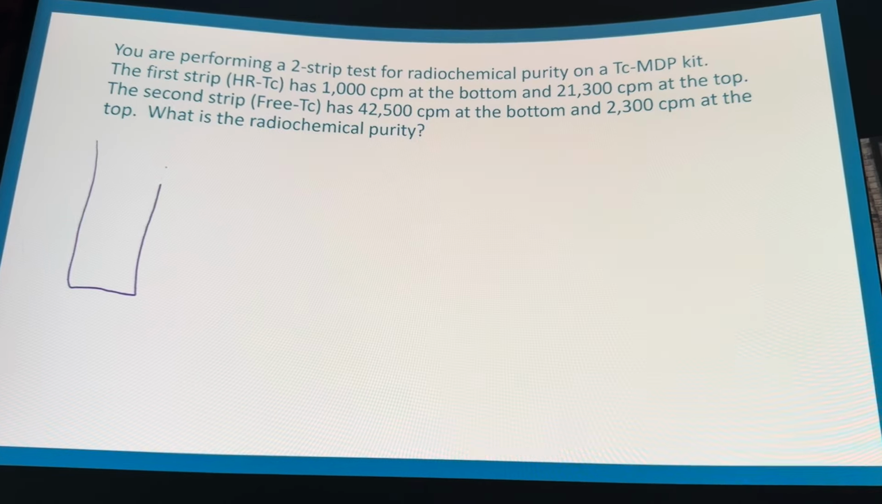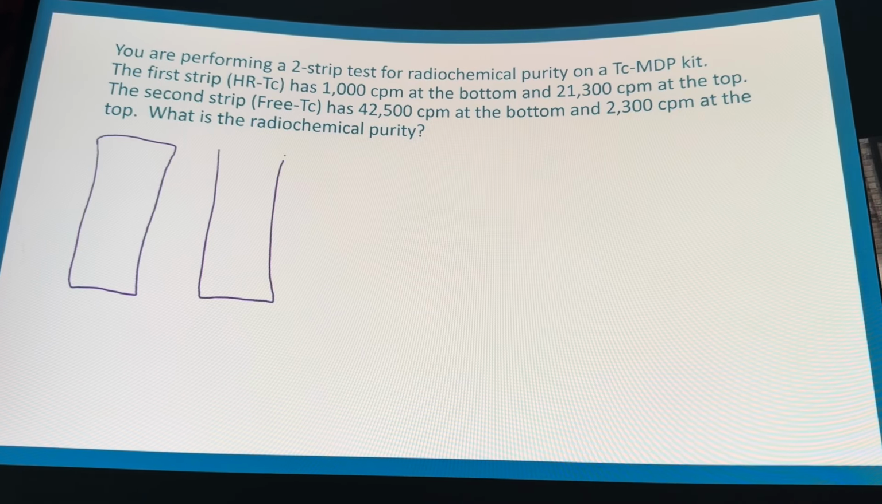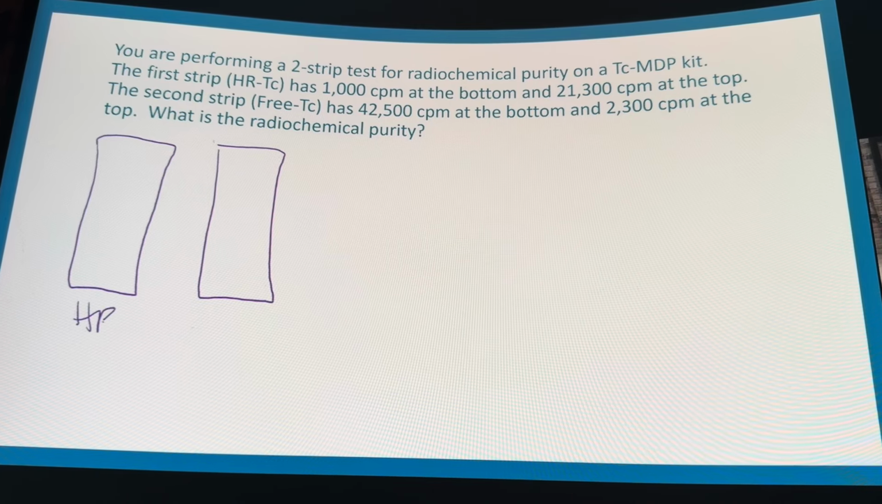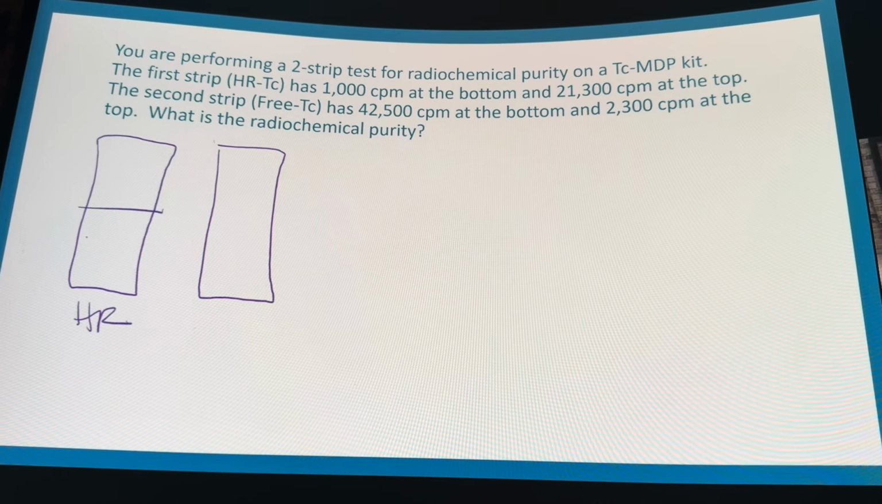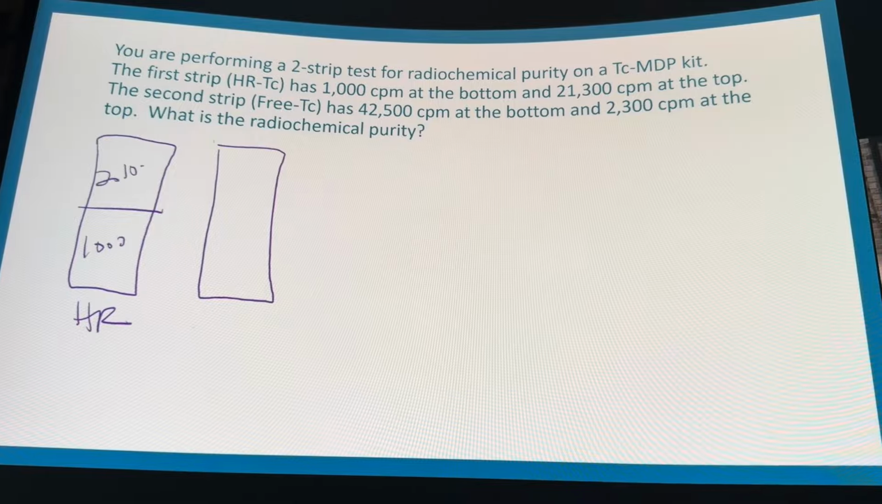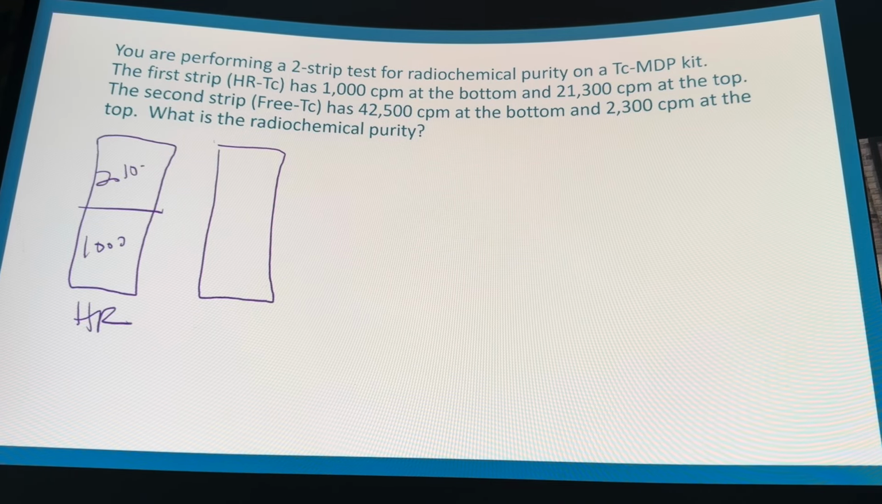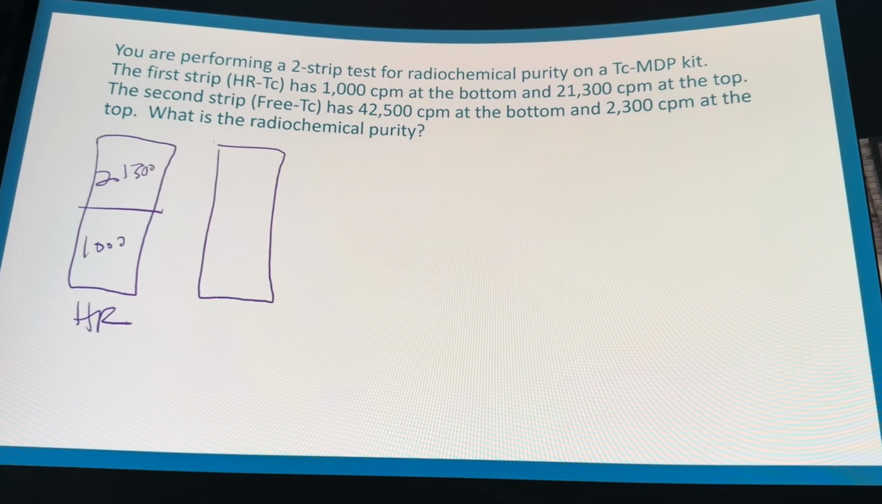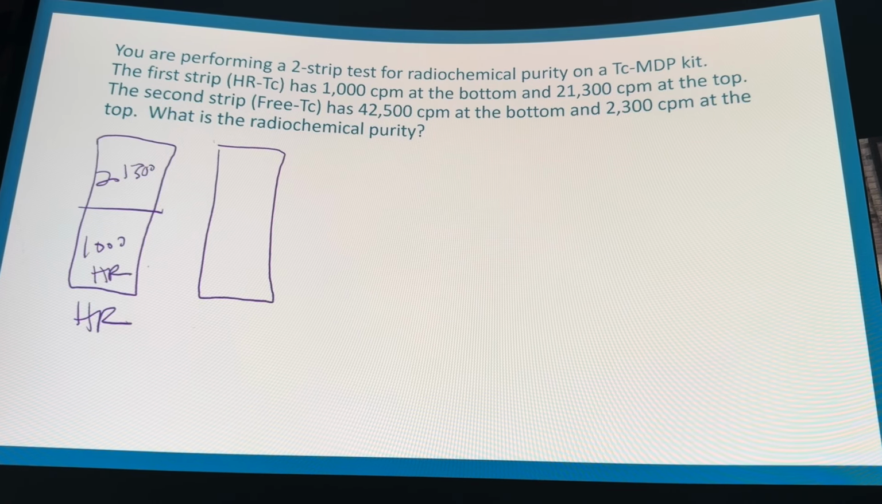All right, two-strip test, we're gonna draw pictures. So on the first strip, hydrolyzed reduced, it has 1,000 counts at the bottom and 21,300 at the top. My hydrolyzed reduced is at the bottom. This hydrolyzed reduced is heavy, so it stays at the bottom.